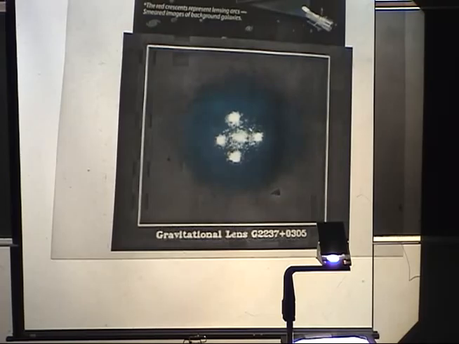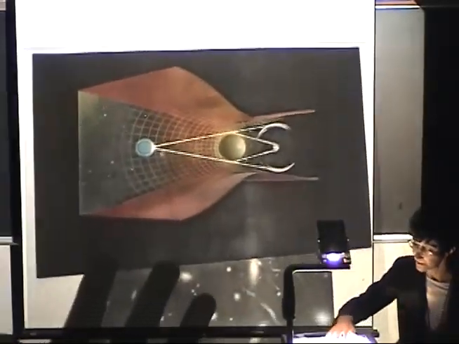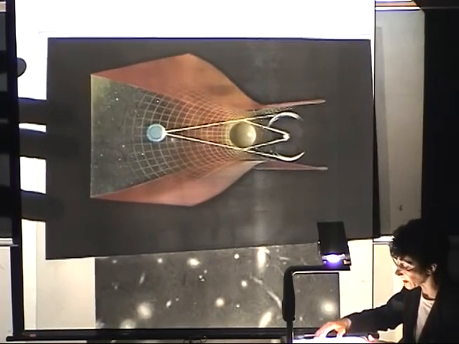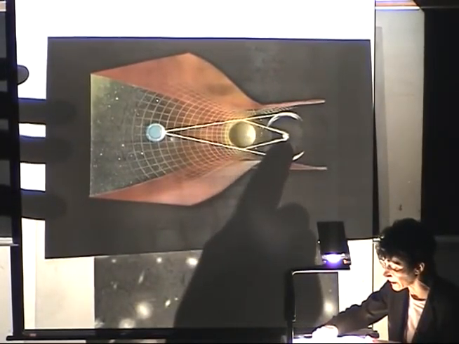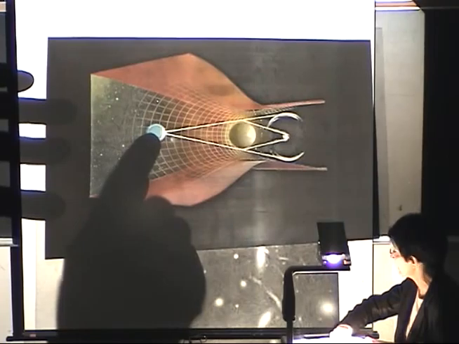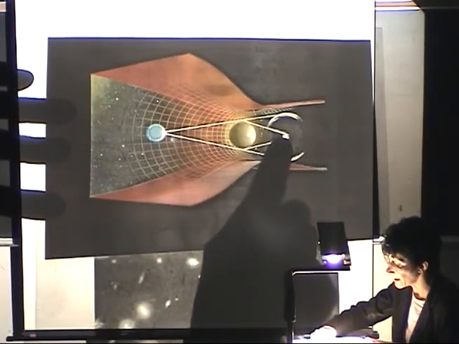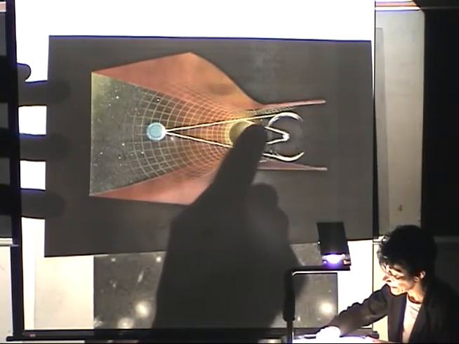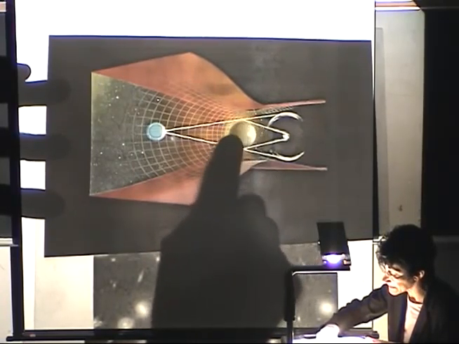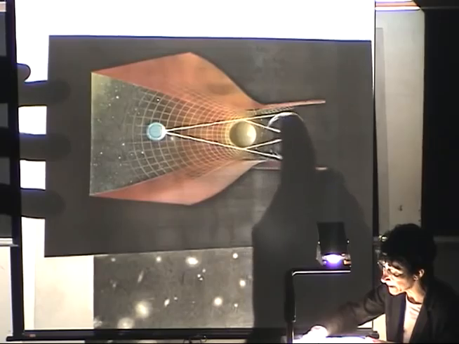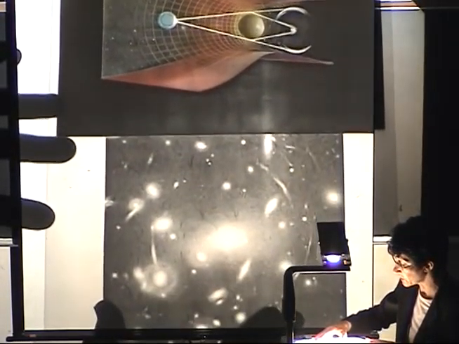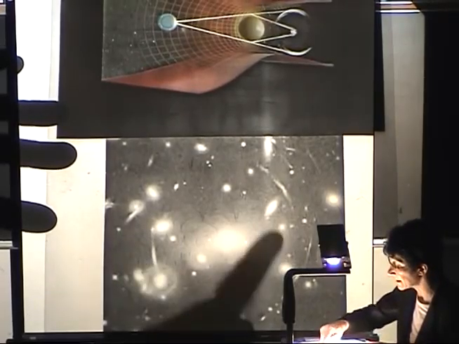Here you have another example. If the lensing object is just in the middle, intervening between the observer and the object whose light is being lensed, then the lensing happens all around in the same manner, and there will be a ring formed that is called an Einstein ring. And here you see pictures taken of several Einstein rings.